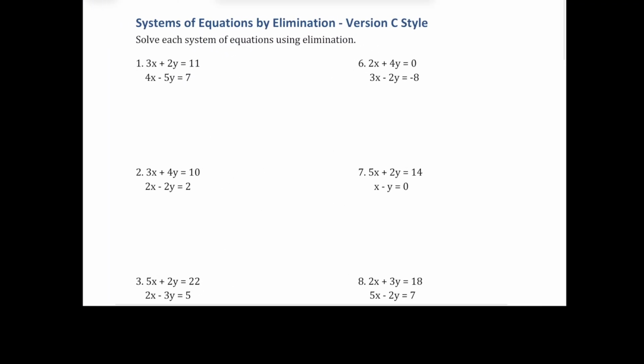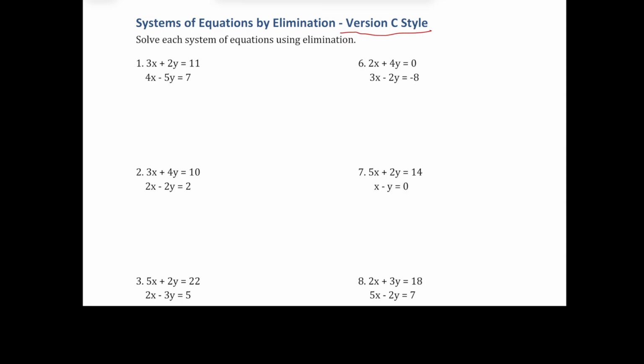Okay? And then all I have to do is plug in the x to any of these problems. It doesn't matter which one. I'm going to plug it right into that one. Well, 3 times x is 3 times 3, which is 9, plus 2y equals 11. Now I'm going to subtract 9 from both sides. 2y equals 2, divide each side by 2, y equals 1. So my answer is going to be 3, comma, 1. All right, let's go on to number 2.